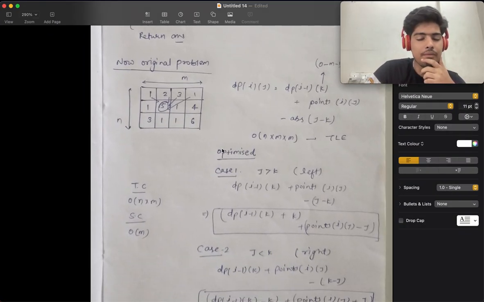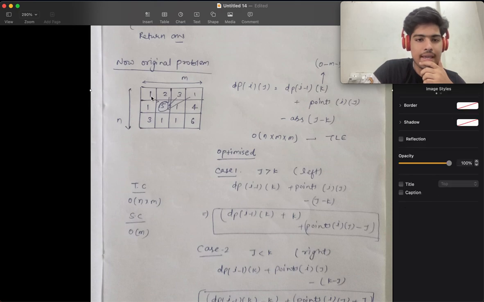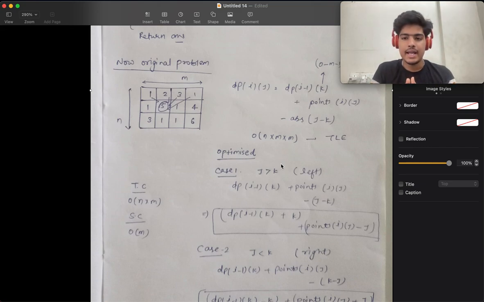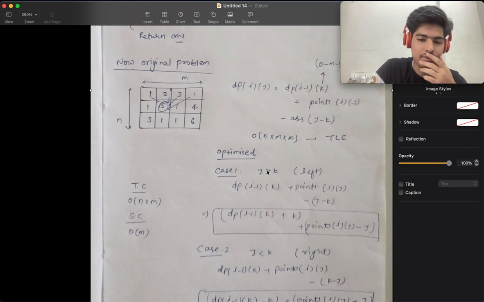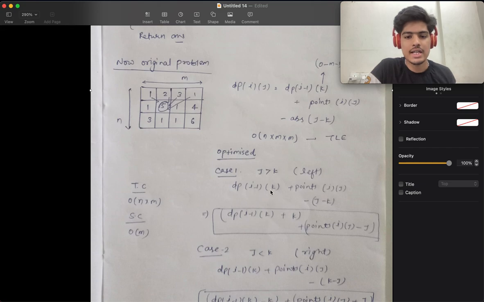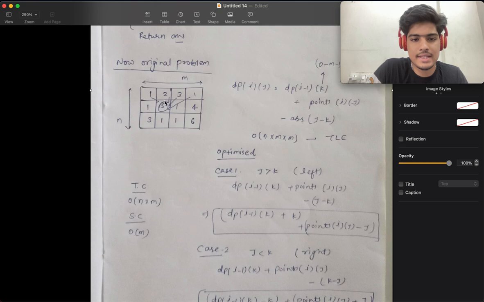So now we know k here is going from 0 to m minus 1. So what I can do is I can take a left part or right part. So if j is greater than k, it means this part. I am at this index. This is j. So if j is greater than k, it means k can be this one, and if there are any elements before this they can be included because the condition is j is greater than k. So I can't take this 2. I can take 1 and the elements before it.